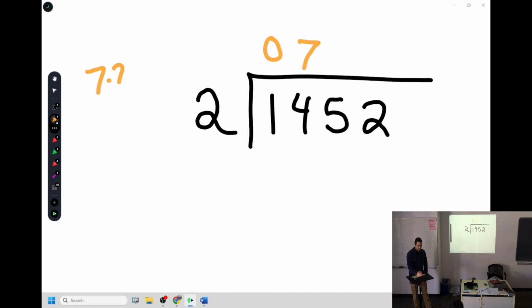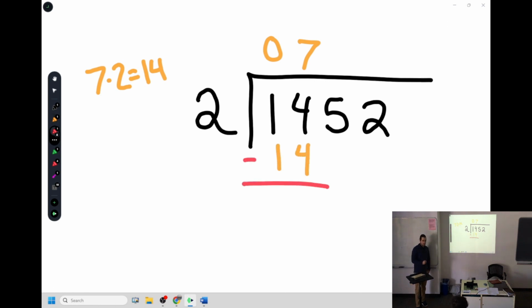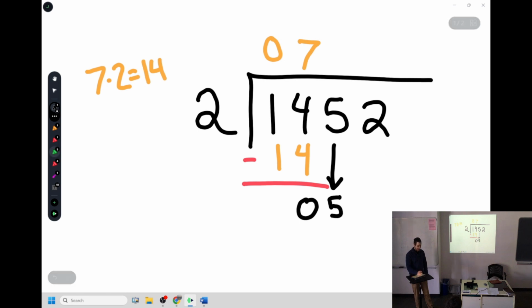7 times 2 equals 14. And you write it down here. And then you do zoop, zoop. You know exactly where this is all going, right? 14 minus 14 is 0. Drop down the 5. Ooh, we're going to get a different little thing happening.